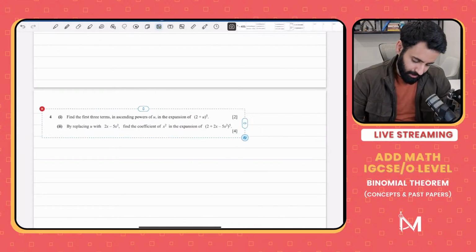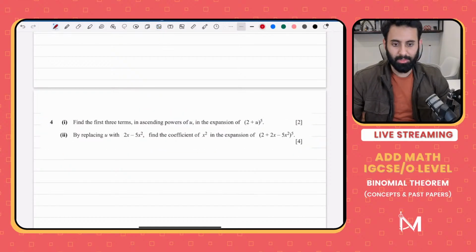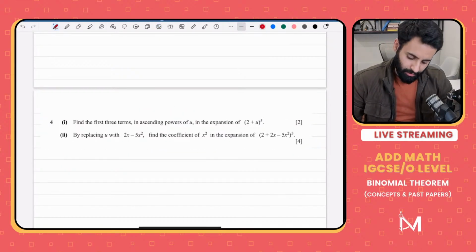Okay, so this is the last question. After this, we're going to end the stream. And I'm going to solve it. I want you guys to just pay attention. So find the first 3 terms in the expansion of 2 plus u to the power of 5.